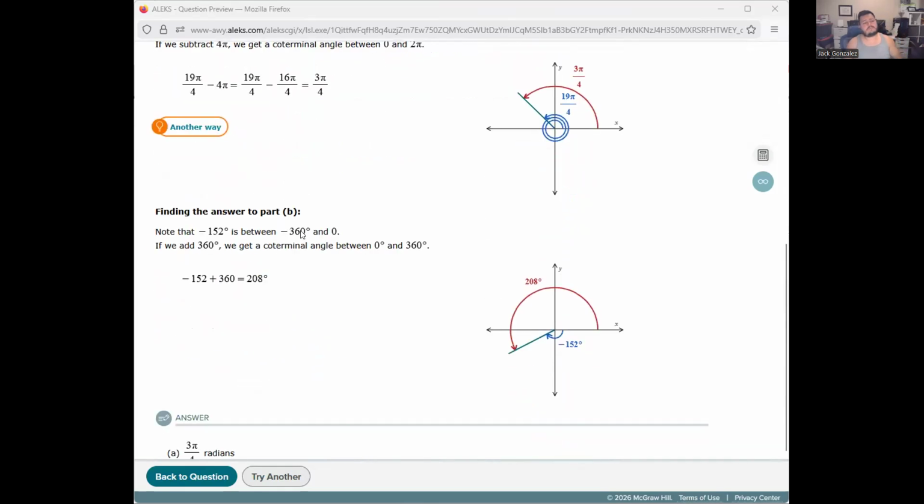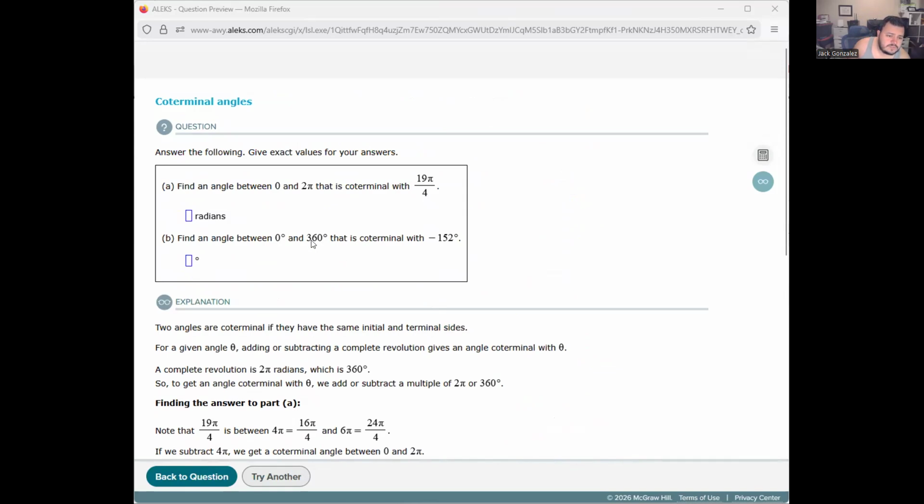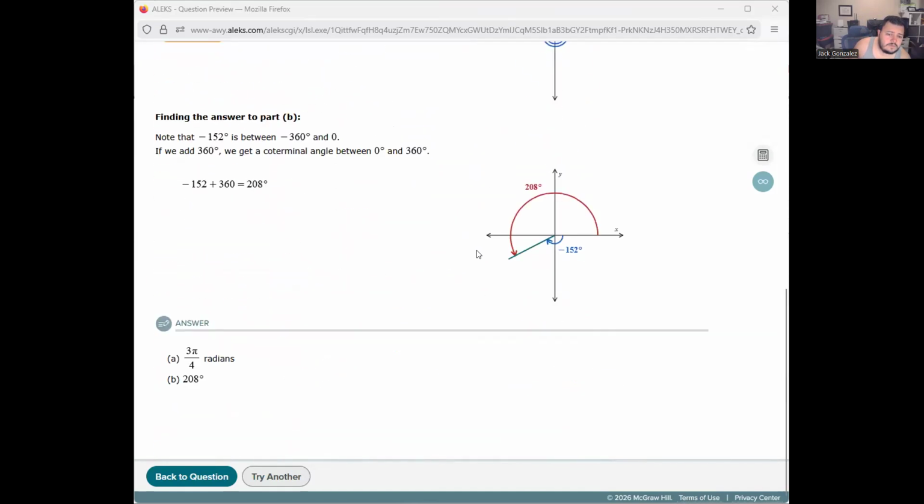It's easier to see here when it's in degrees. Notice how they went to the negative side. They want the coterminal angle that is between 0 and 360, that's not negative. So just add 360 to this, this is what they're going to do, and you get the same angle. But that's pretty much all. I don't think we really need to do that on paper. Let's move on to some other one.